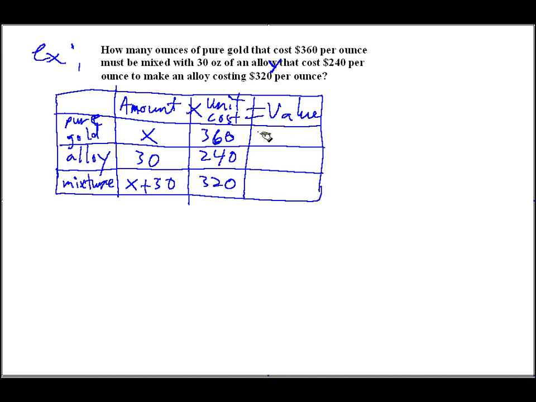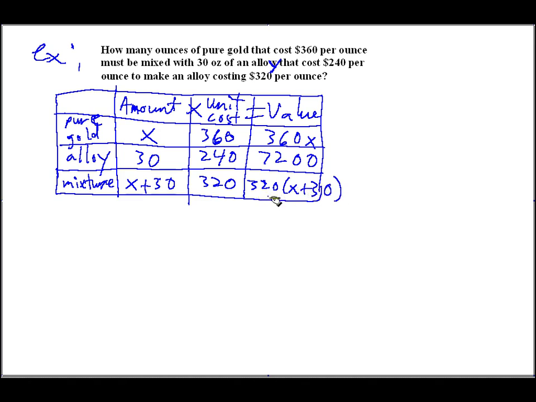So let's look at the value then. All right then. So just multiply, right? So X times 360, 360X. 30 times 240, punch on the calculator, 7,200. So 7,200. And then 320 times X plus 30. All right? Now, so 320 times the quantity X plus 30.